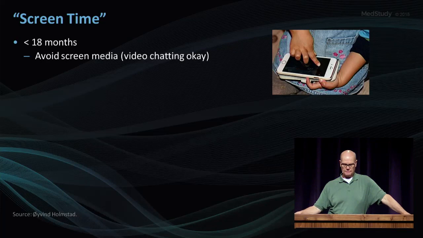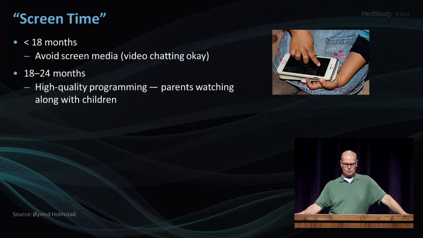Screen time, new recommendations from the Academy. Avoid all screen media except video chatting. I don't even know what video chatting is, but I know you all do. So maybe you can teach me. But anyway, avoid screen media. 18 to 24 months, high quality program. So I would say PBS, Sesame Street, and the like. Parents should watch with children.